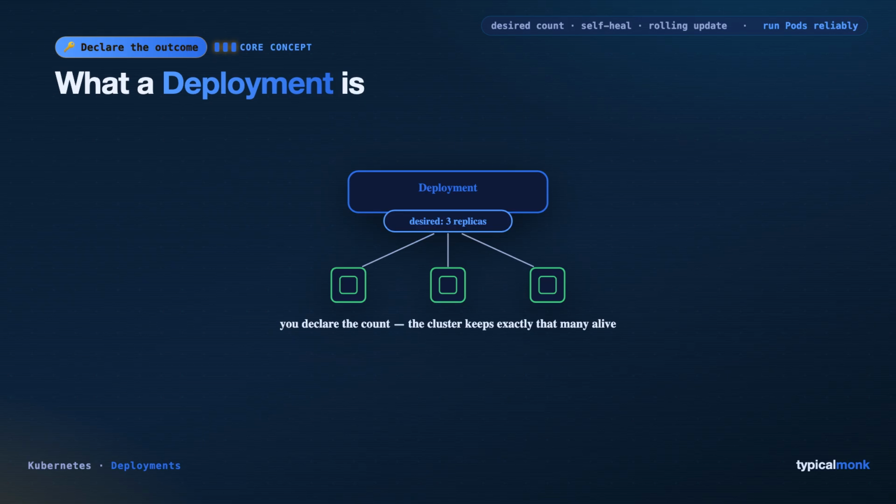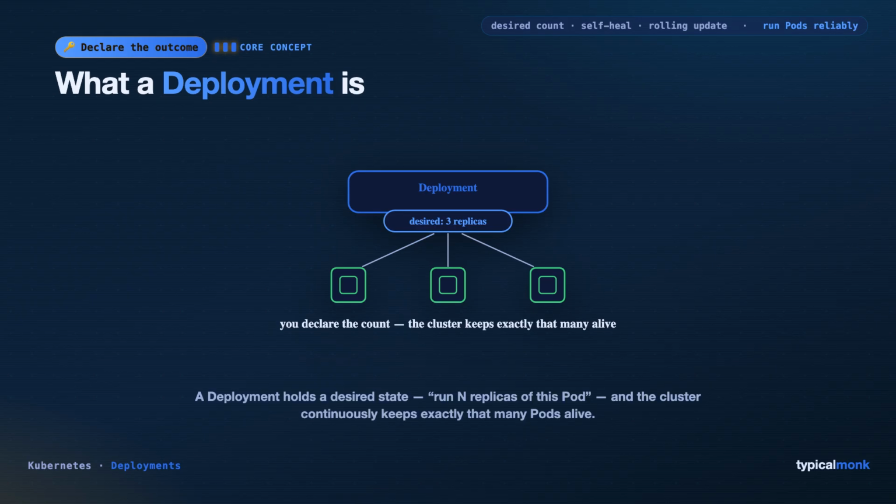Everything else a deployment does, healing, scaling, updating, is really just this one principle applied in different situations. Always keep the running pods matching the desired specification. Once you see that a deployment is fundamentally a machine for maintaining a desired count of pods, all of its behaviors become obvious consequences of that single, relentless goal.